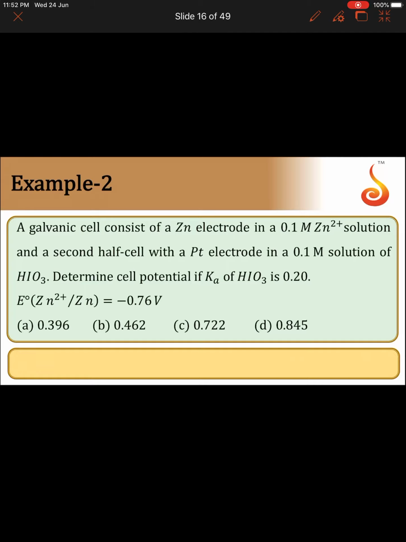First of all, here two electrodes are there. One is a zinc electrode, another one is a hydrogen electrode. Zinc electrode reduction potential value is minus 0.76 volts. Hydrogen electrode reduction potential value is 0.